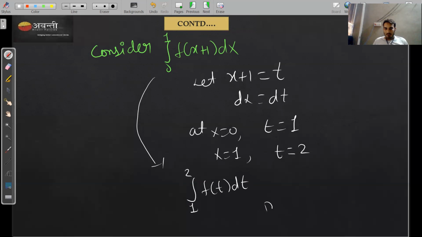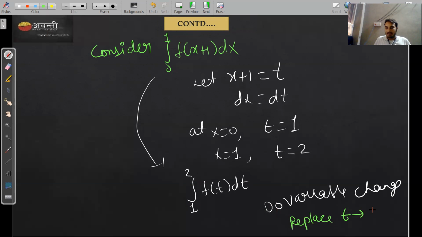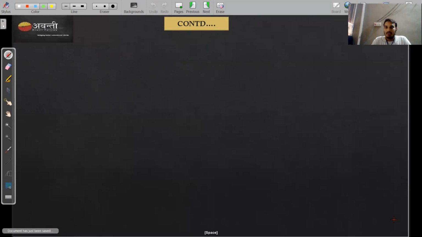So do a variable change. Okay, what does this mean, sir? So this means, again, now you can replace t by x, right? t is still a variable, right? So replace t by x. Okay, so now replace t by x. So what will you get? See, you get integration 1 to 2 f of x dx, right?